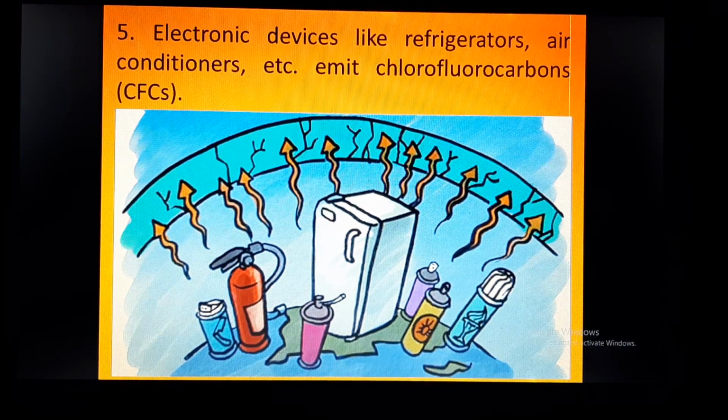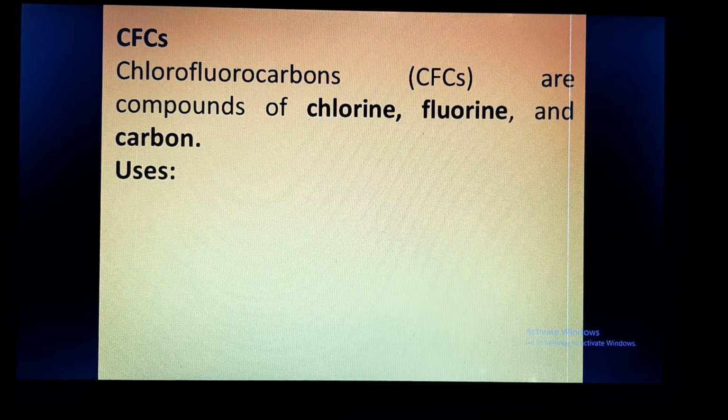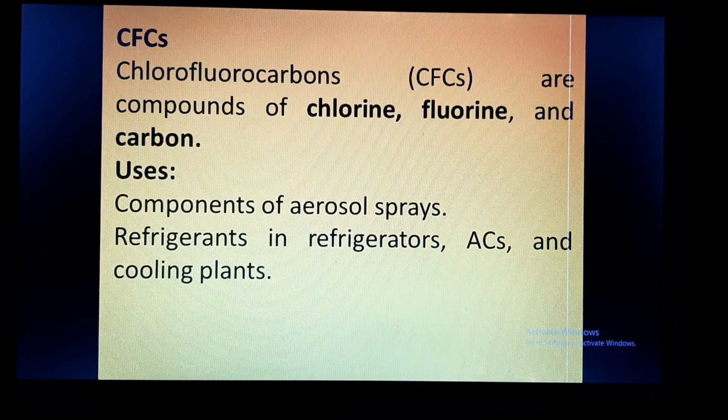Electronic devices like refrigerators, ACs emit chlorofluorocarbons. Now, what are these chlorofluorocarbons? CFCs, chlorofluorocarbons. So these are the derivatives of methane. So carbon which is bonded to chlorine and fluorine. CFCs are compounds of chlorine, fluorine and carbon. What are the uses? Where are they used? They are used in aerosol sprays, refrigerators, ACs and in cooling plants. So basically the coolant in the refrigerators, ACs and cooling plants is from CFCs.